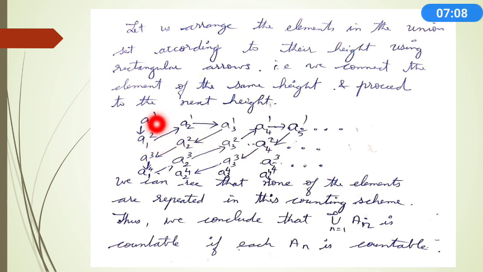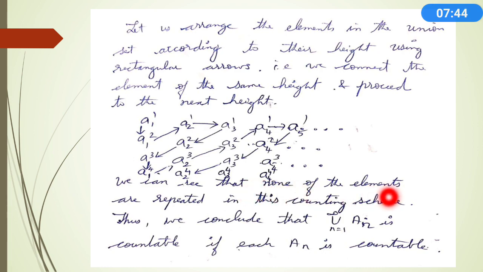So are you able to see, is A21 and A12 the same? No. And are A13 and A31 the same? No. So none of the elements will be repeated, because when I arrange like this and put rectangular arrows, every time I reach a new height, I am not revisiting the previous height. So none of the elements will be repeated. That means I can find the union, so that the union set will be enumerated. Therefore it is what? Countable.